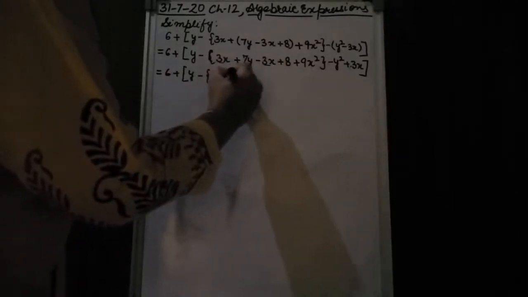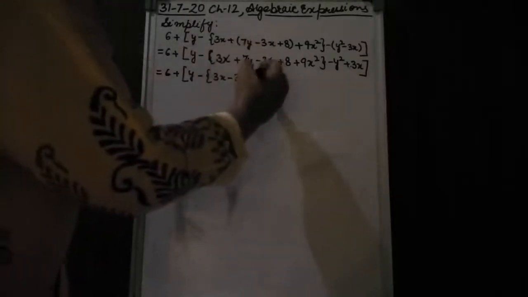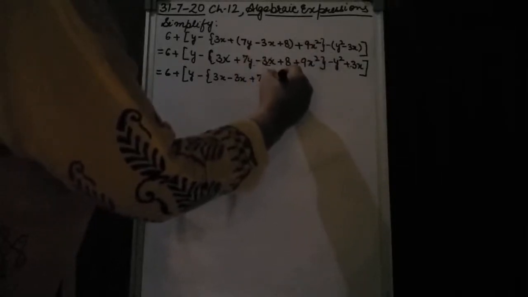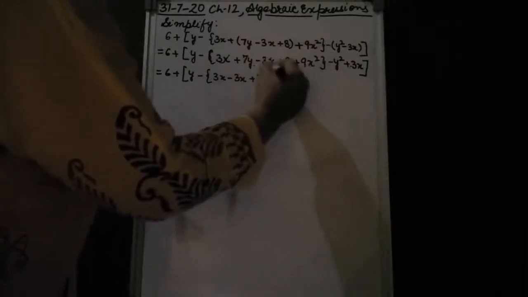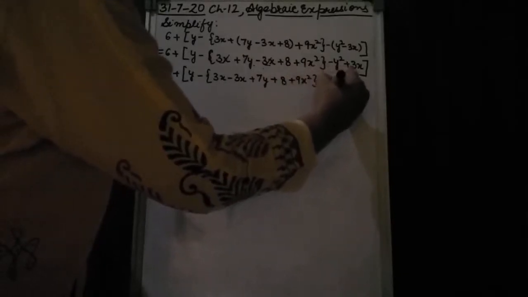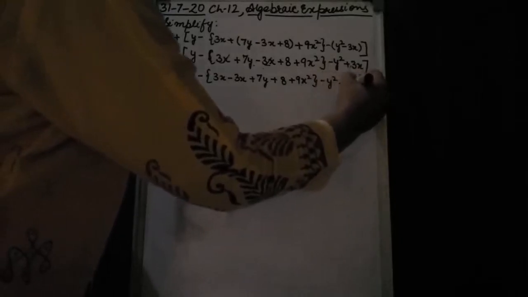Now simplify the terms, regroup the terms in the curly bracket. 3x, minus 3x. You have collected the like terms for this, so cross it with the pencil. Now is there any term with y? No. Plus 8 plus 9x square as it is, and minus y square plus 3x, and close the bracket.